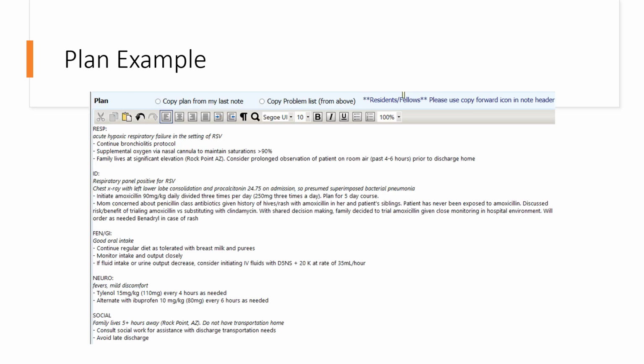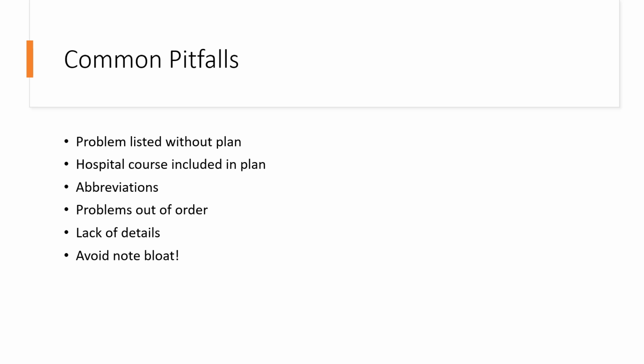You can pause here to look at an example of a plan for a 6-month-old girl who's admitted with acute hypoxic respiratory failure in the setting of RSV bronchiolitis with a superimposed bacterial pneumonia. When writing up a plan, don't write a problem without having a plan for it. Also, do not use the plan as a way to write the hospital course or record facts. Avoid abbreviations whenever you can. List the problems in order of importance, and remember to include all relevant details, such as dosing and contingency plans.